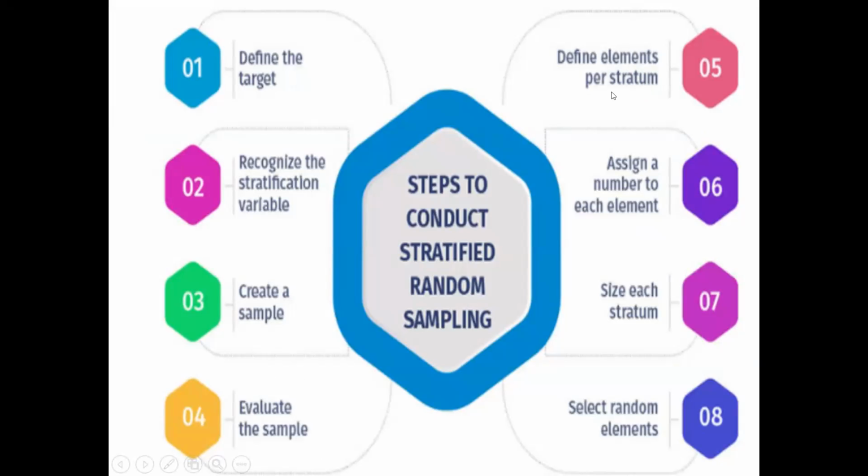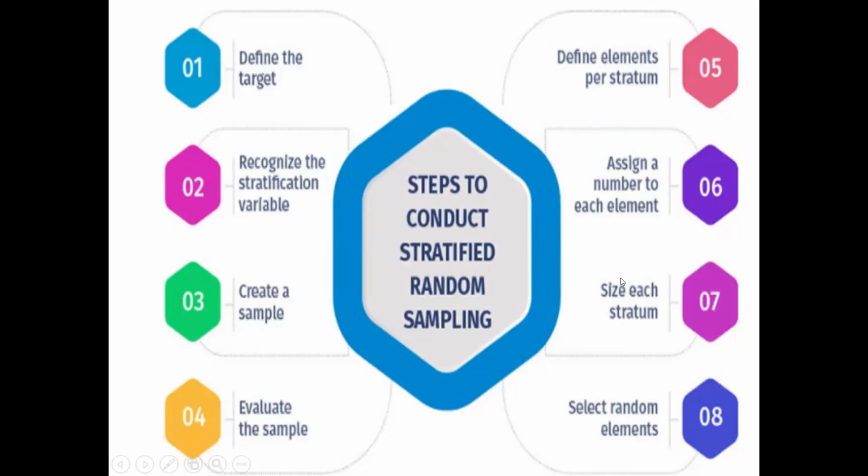Then define elements per stratum. Within each stratum, for example within a designation, there may be males and females. So we will be subdividing our strata also, deciding what the different elements are within each stratum. Then we assign a number to each element in the sampling frame, and decide the size of each stratum.